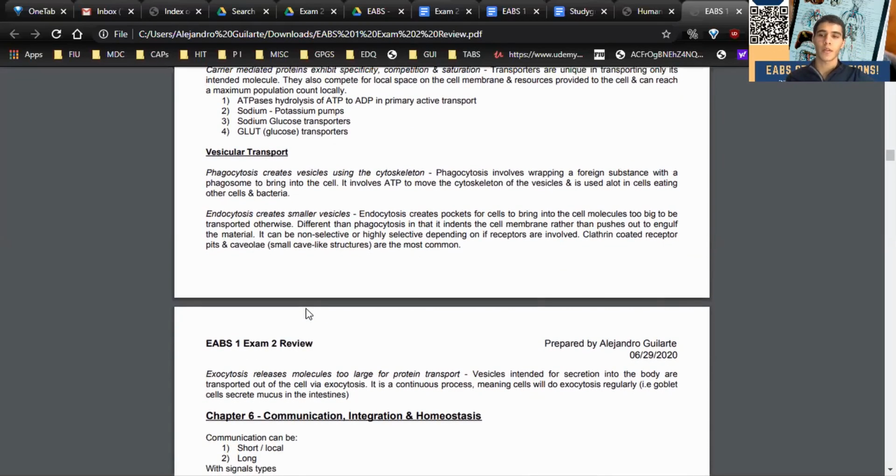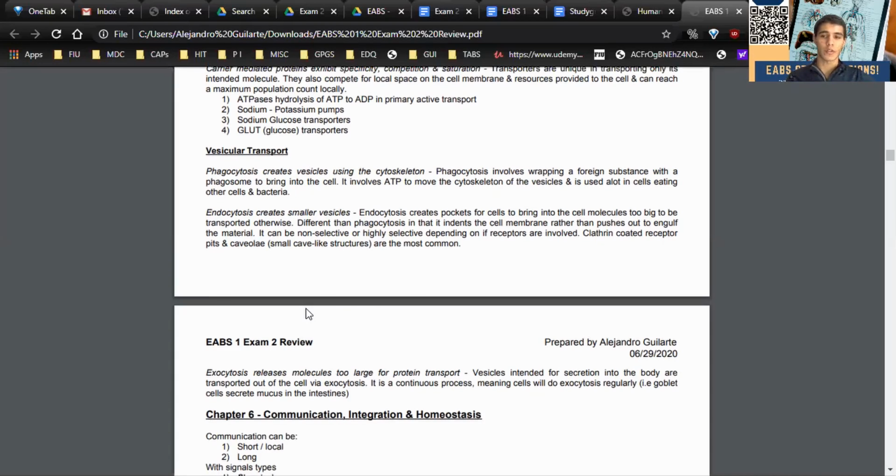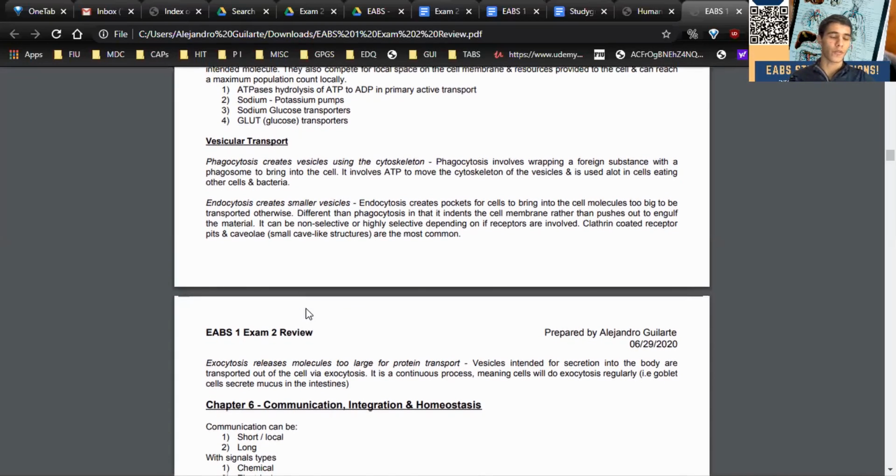Phagocytosis talks about when a cell indents outward to consume something. So it extends its plasma membrane outward and it engulfs it into this vesicle. And it usually does this for components that are foreign to it, such as other cells and bacteria.